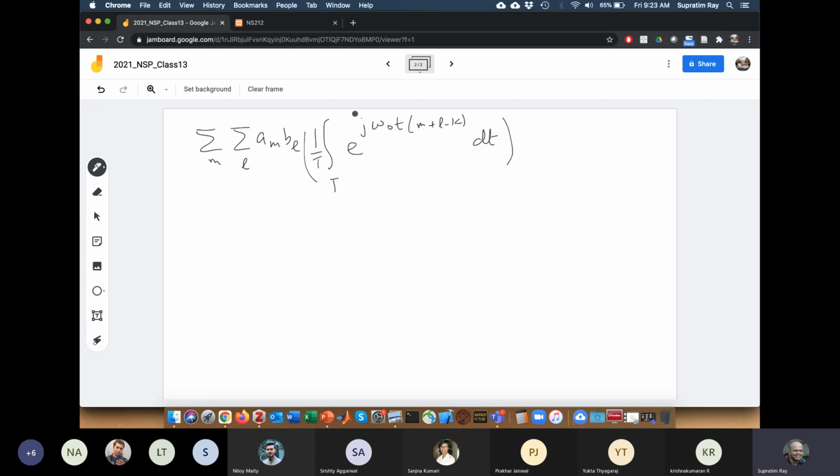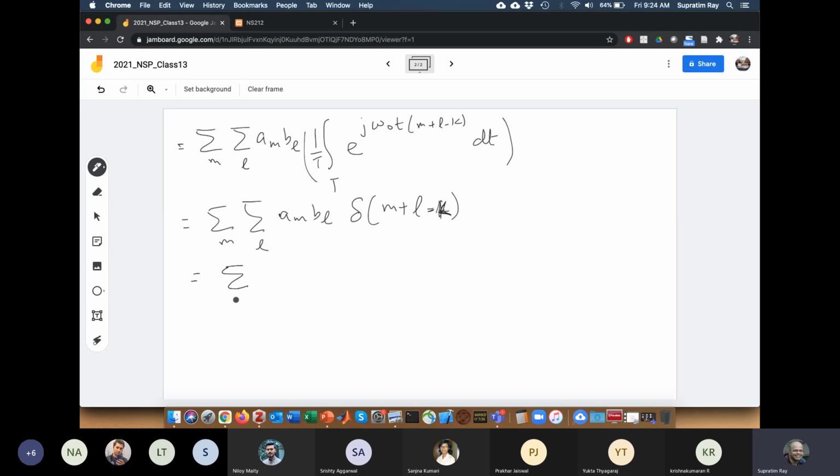And it turns out this thing inside is 1 when m plus l is equal to k, but otherwise it's 0. So this thing is nothing but the summation of a_m b_l. This was the key step. Is everyone okay with this? Otherwise I can repeat this. Okay, I'll take this as a yes.